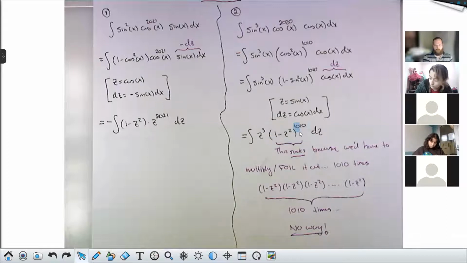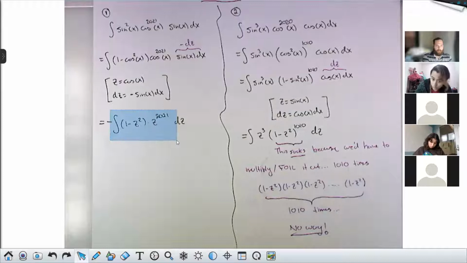Like if this was a 2, I would be like, all right, that's 1 minus 2z squared plus z to the 4. That's not so bad. Then distribute your z cubed, then integrate. But it's 1010. So I don't want to do this. I don't think you want to do this. I don't think anyone wants to do this.